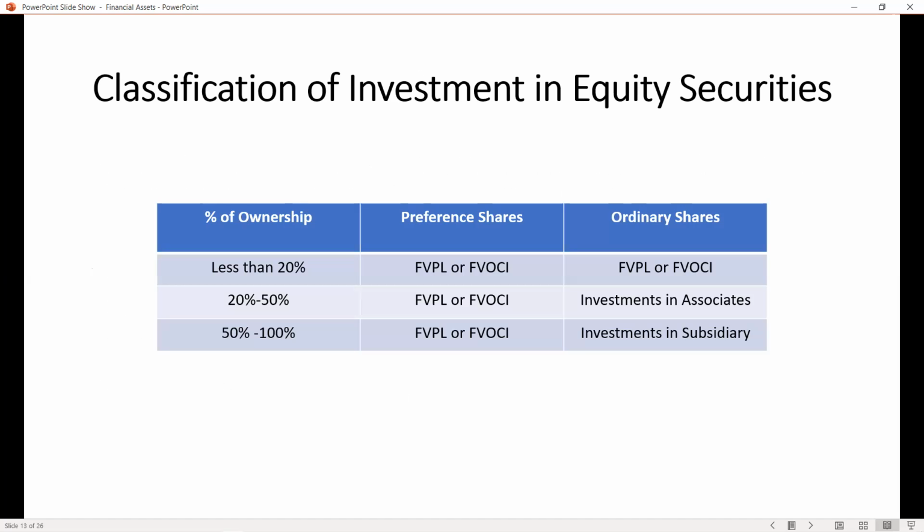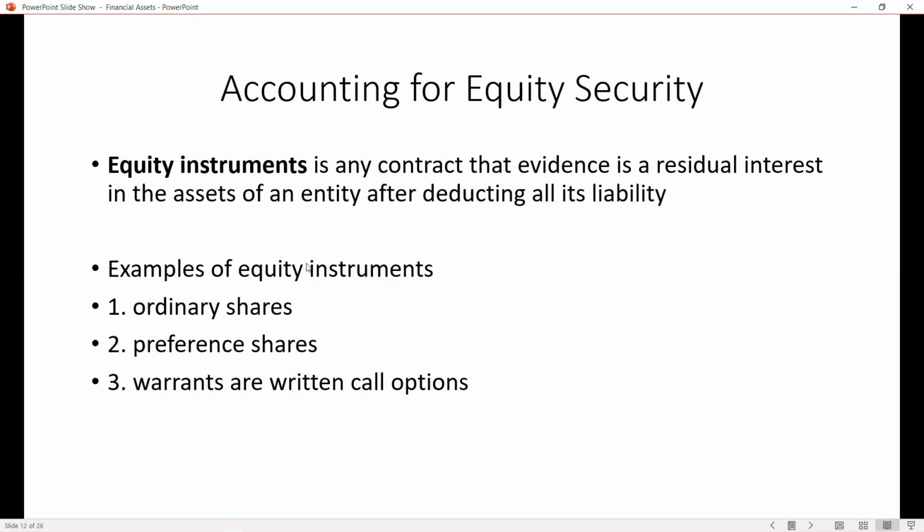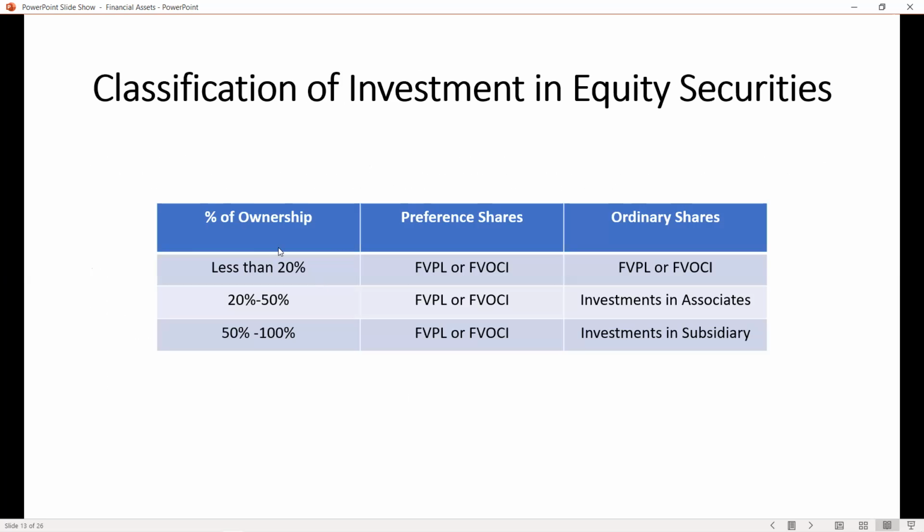So, classifications of investment in equity securities. Diba? Sabi ko kanina sa introduction, mayroong iba't ibang classification yun. So, dito malalaman natin kung anong measurement ba dapat gamitin natin if yung equity security natin na binili is nagre-represent siya ng ownership. So ano bang ibig sabihin nun? Before that, let us identify first ano nga ba si preference share at saka si ordinary share.